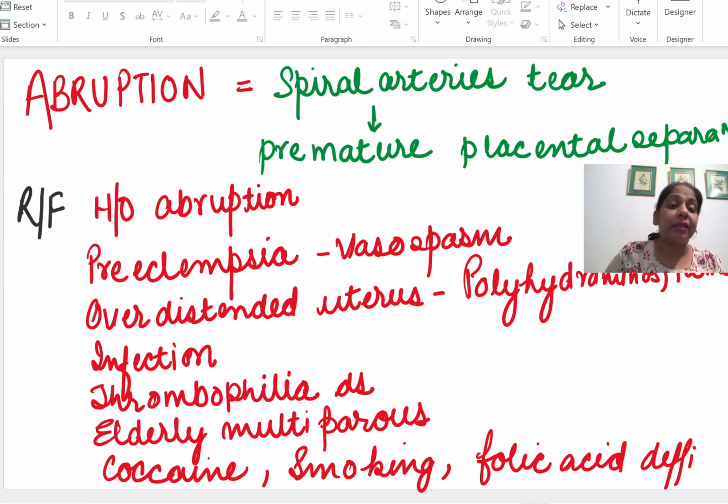Now, first of all, let us see the risk factors. You tell me what all conditions will lead the spiral artery to tear. All those conditions will be the risk factors. As we already discussed, in preeclampsia there is vasospasm, and due to the vasospasm, all the inflammatory cytokines which cause vasoconstriction are there. Because you know that thromboxane A2 increases and the vasodilator prostaglandin I2 decreases. So all the agents which cause thromboxane A2 vasoconstriction, hypertension and spasm cause endothelial damage. That is what we study in pathology as Virchow's triad, isn't it? So all those things tear the placenta. So preeclampsia is a major factor which tears the placenta.